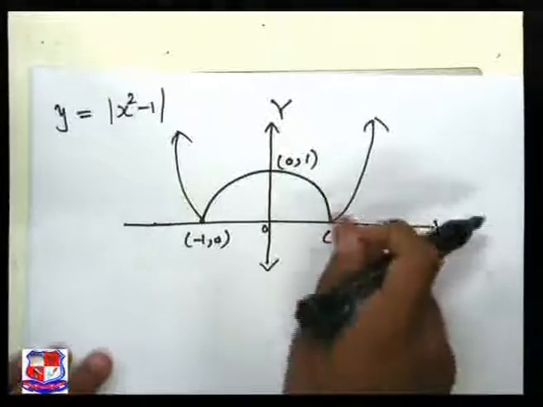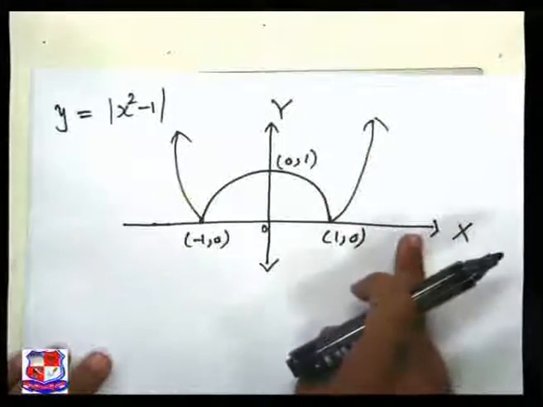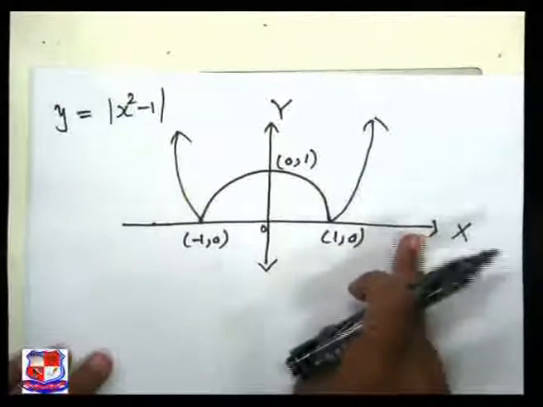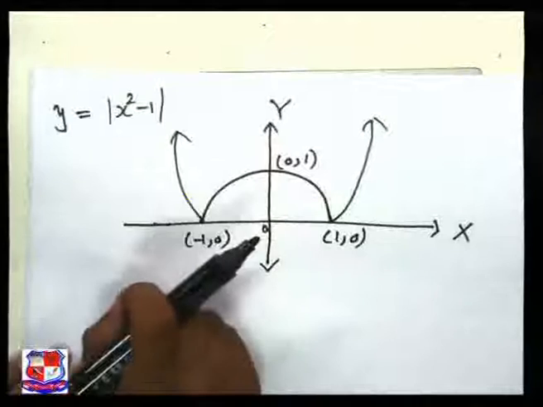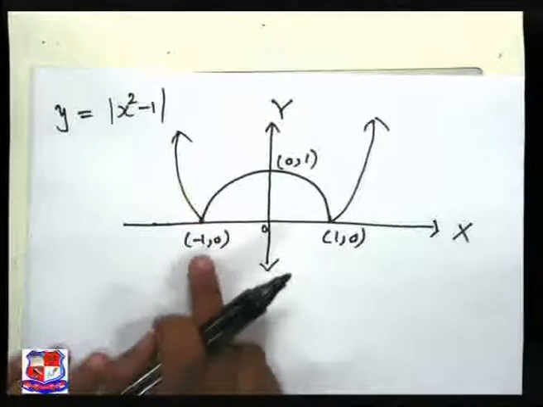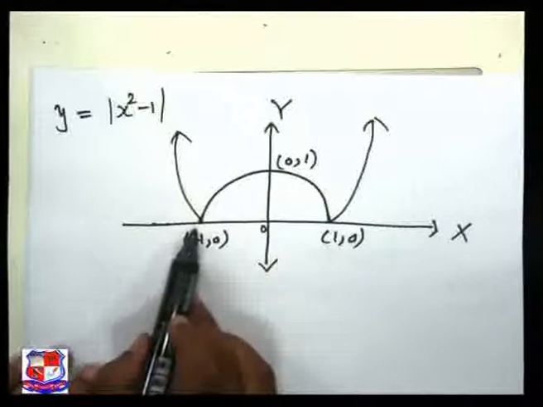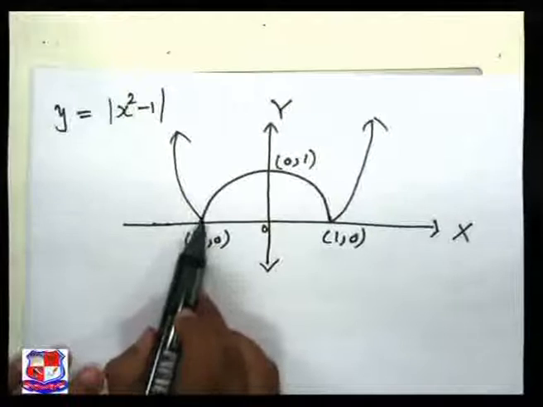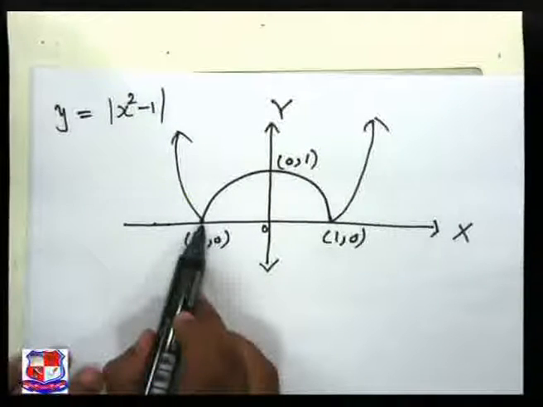The graph of this function is increasing when x is 1 to infinite, that means when x is greater than 1, the graph of this function is increasing. Okay, and the graph of this function is decreasing when x is less than minus 1, because you can see at point minus 1 the value of this graph is 0, right?